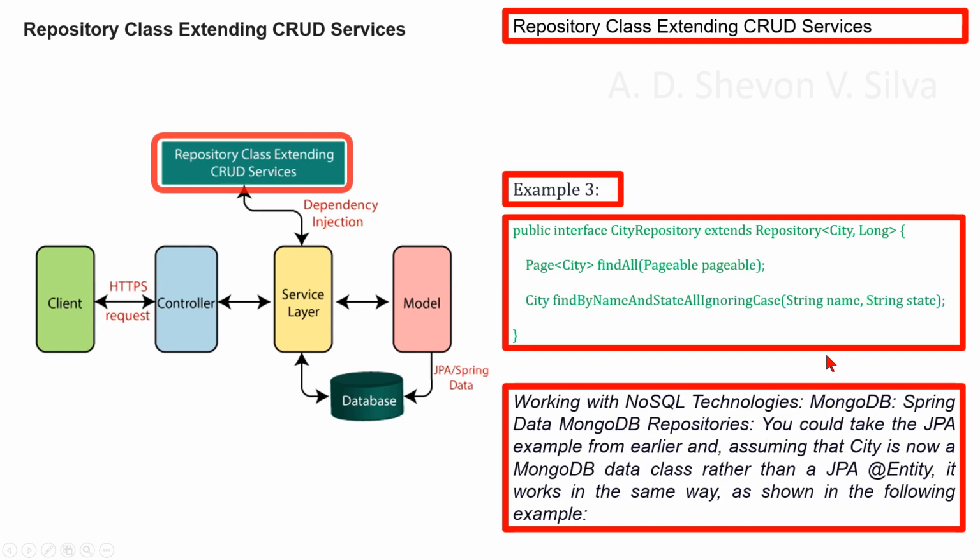Now we are considering Spring Data MongoDB repositories, in MongoDB, working with NoSQL technologies. You can take the JPA example from earlier and, assuming that City is now a MongoDB data class rather than a JPA @Entity, it works in the same way as shown in the following example here.